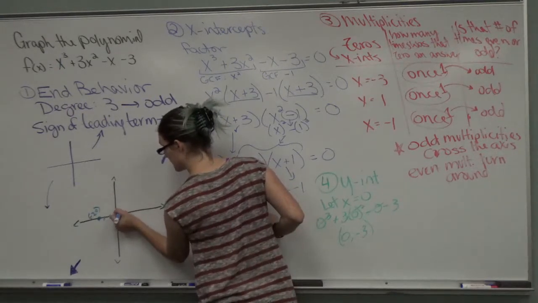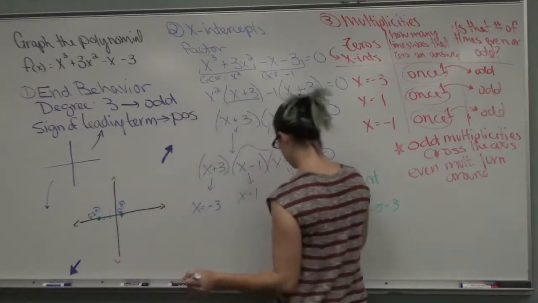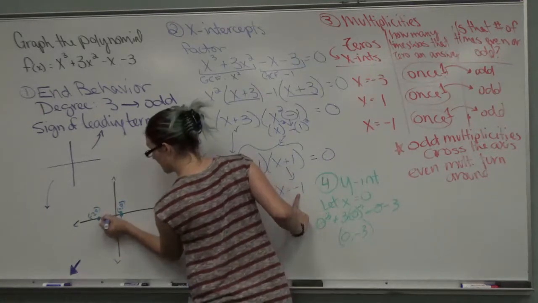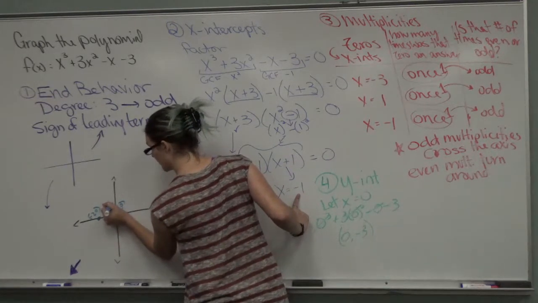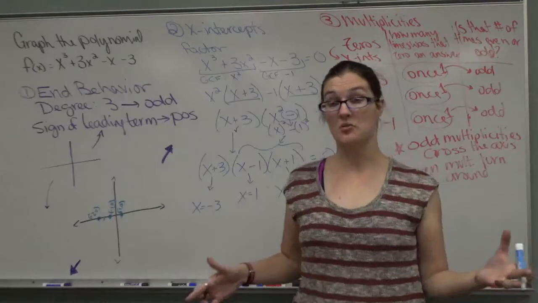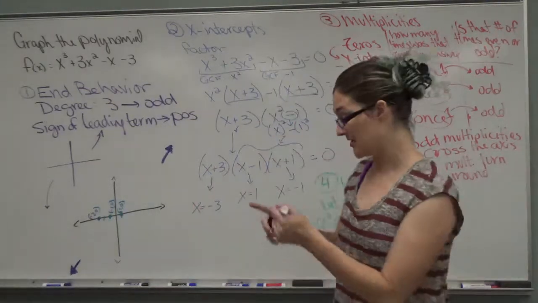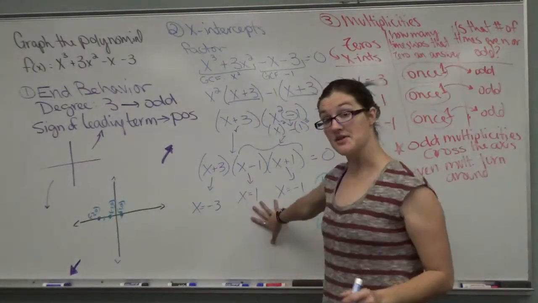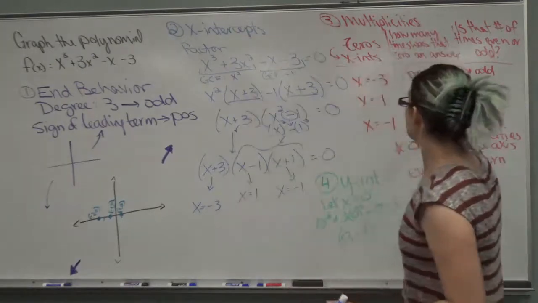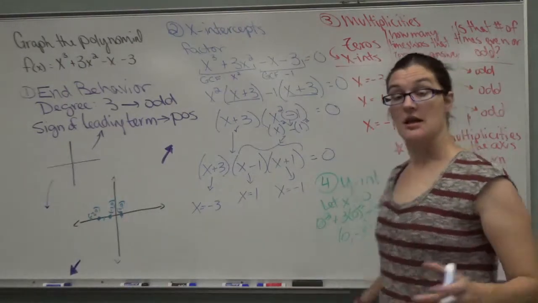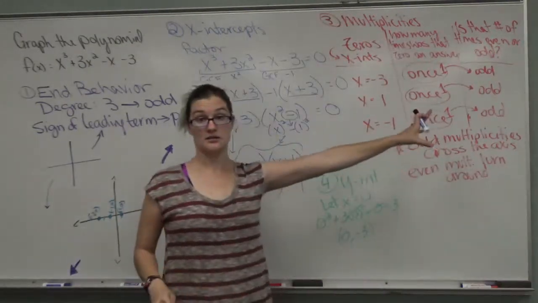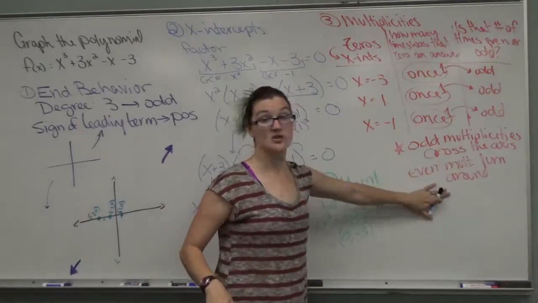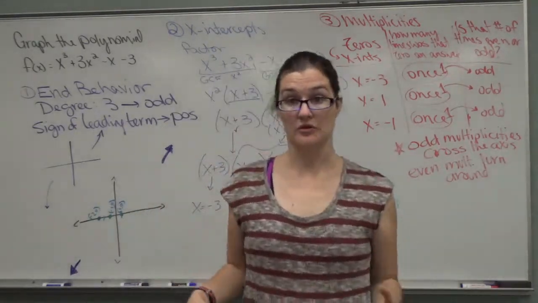That is 1, 0. And x equals -1, -1, 0. I like to always label my ordered pairs. The more information labeled, the better it's going to be. So I put those on the graph. Then I look at my multiplicities. They were all odd. That meant every single time it was going to pass through.